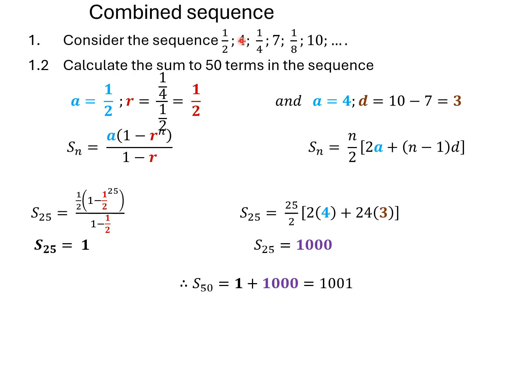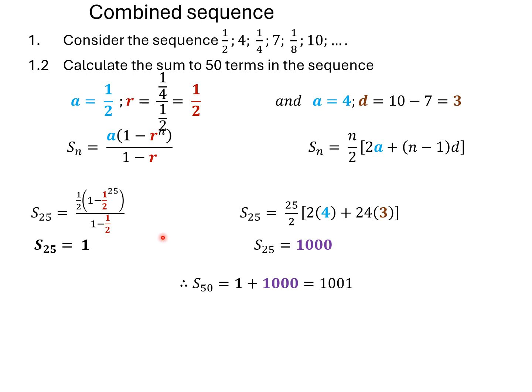Alright, for the second one, we have a equals 4 and we have d, 10 minus 7 or 7 minus 4, gave me 3. So sum to n terms equals n over 2 times (2a plus (n minus 1)d). They want 50, so this is the second half, therefore we need 25 terms. So sum to 25, 25 over 2, 2 times my a value, which is 4, my d, which is 3. So 2 times 4, 8, 24 times 3, 60 and 12, 72 plus 8 gives me 80. And then 80 times 25 divided by 2 then gives me 1000.